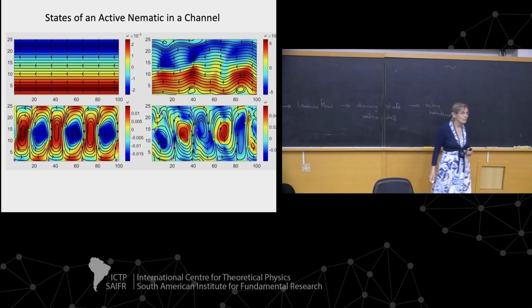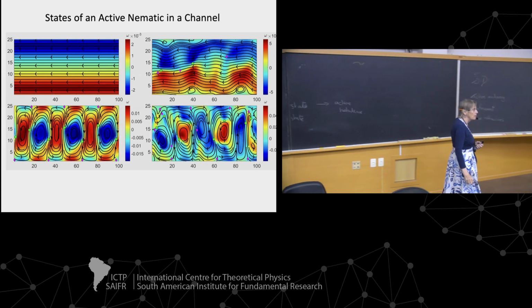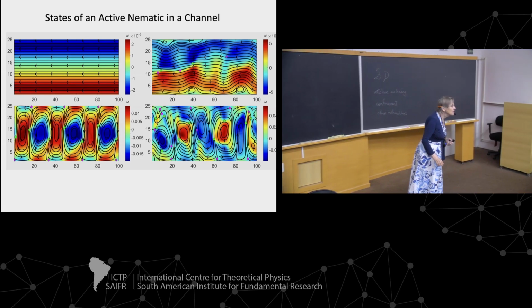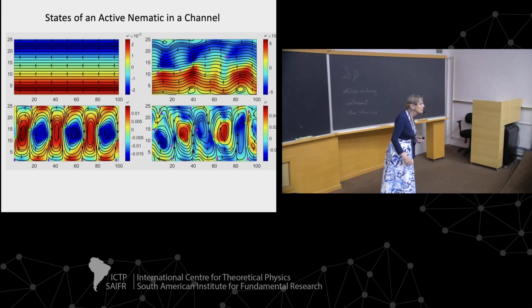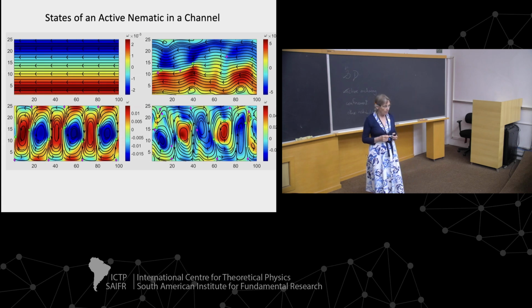Julia, does it matter what the anchoring is, if it's homeotropic or planar? Two comments on that. It's normally homeotropic because that's what these large colloids do at a surface. The anchoring will make small differences, but not qualitative differences.